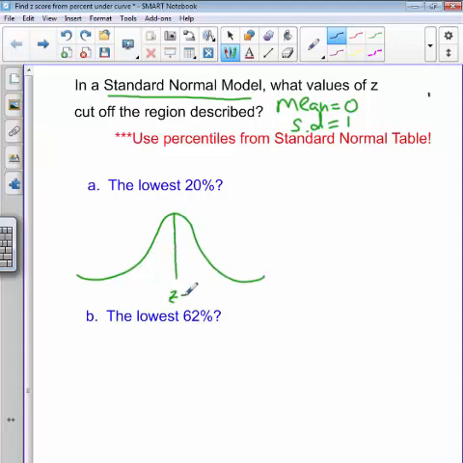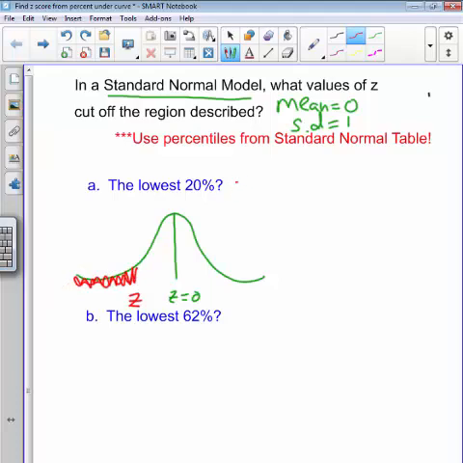right in the middle we have z equals 0, and everything to the left of that is the lower 50%. The lower 20% would be approximately this amount. So we want to find the z-score here. Remember, percentiles at a certain z-score, that's the percent that are at that value or below. To find the lowest 20%, we only need to find the z-score and then we have our answer, because the z-score will tell me where I have 20% at that value or below that value.